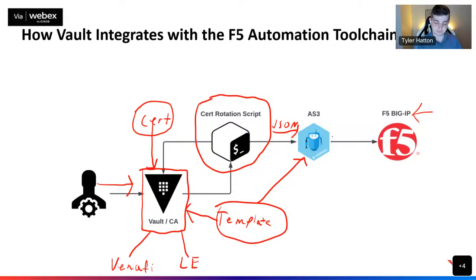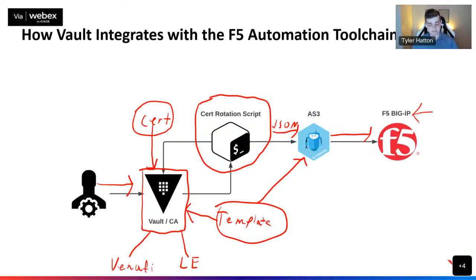And then ultimately, the final piece is AS3 will take the payload, the REST API call that you've sent to it, basically telling it, hey, take that old certificate that you had and replace it with this new one that Vault generated. AS3 is going to take that and perform that configuration on your BIG-IP device.